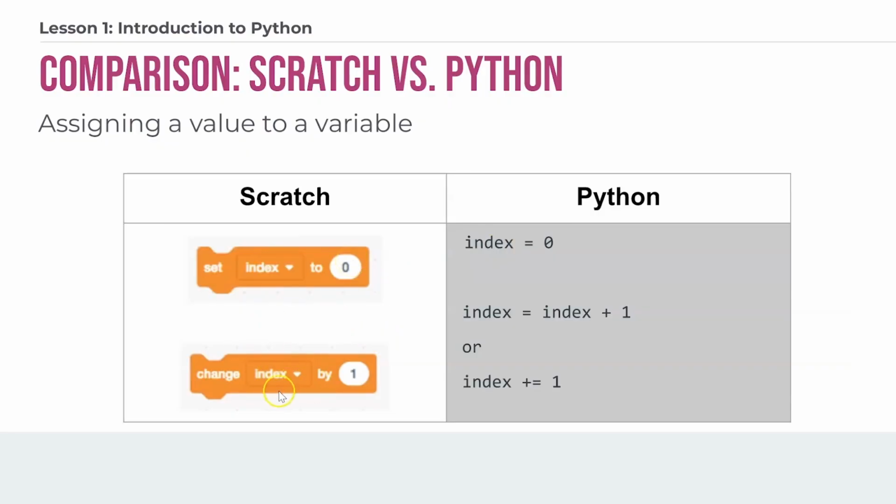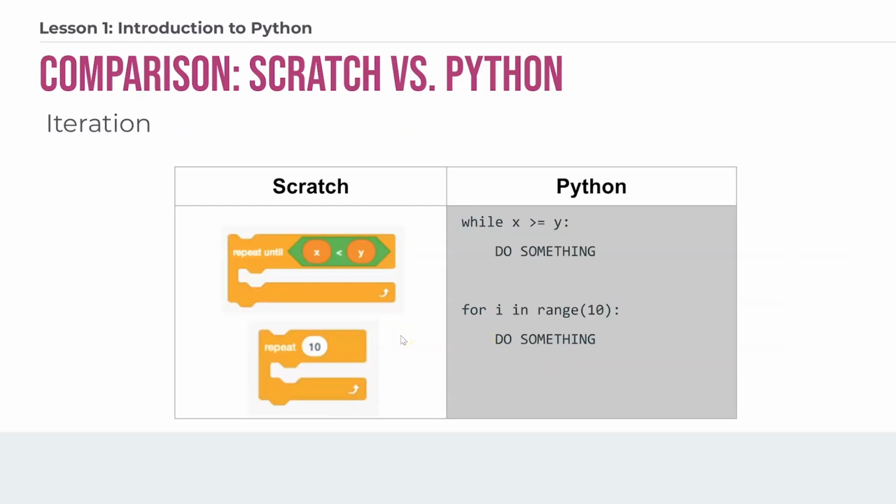The next thing you can do here, right, is you can change the value of index by 1. This would be like adding 1 to whatever number was stored in here previously. Well, in Python, you can do this two ways. One is you can say index equals index plus 1, or you can say index plus equals 1. This plus equals operator basically combines equals index plus 1. So both of these ways would accomplish the same thing as this change block.